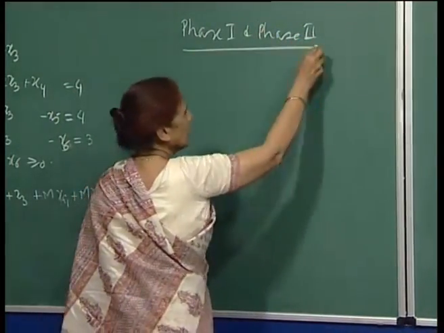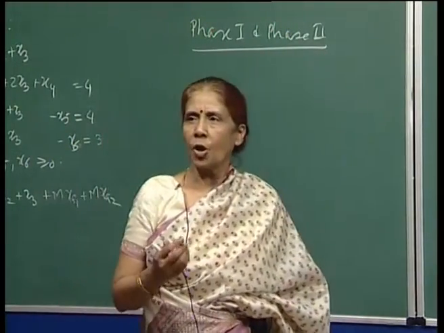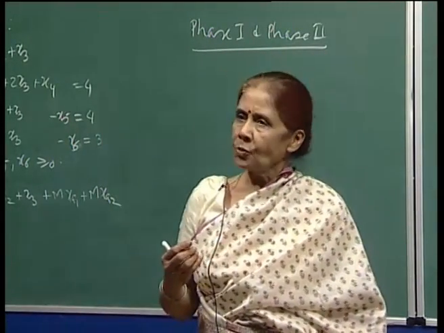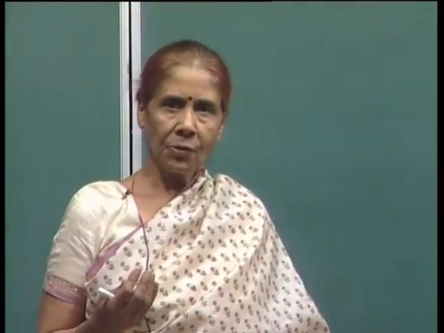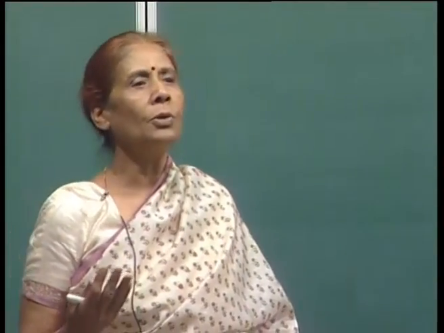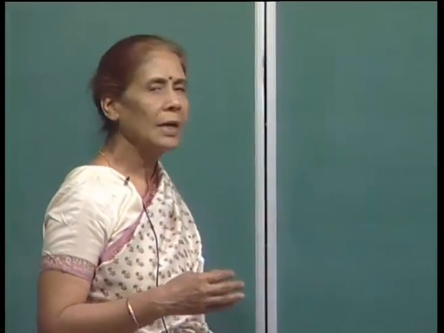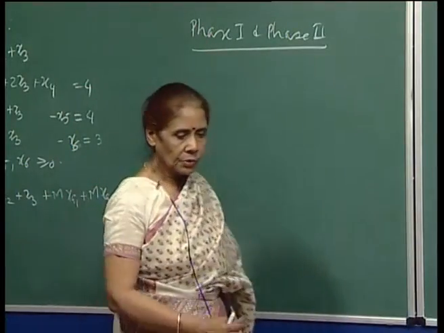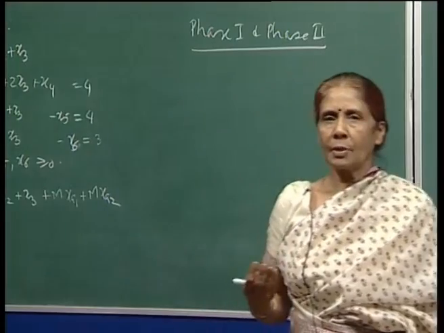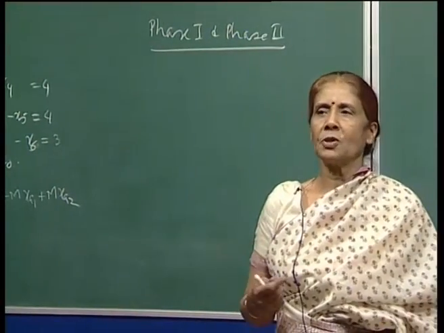Essentially, phase 1 did the job of finding a feasible solution if there was one basic feasible solution, or it told you that there was no basic feasible solution to the system and hence the problem was infeasible. So, once phase 1 was over and you found a basic feasible solution, then we went on to phase 2 to get an optimal linear programming solution, an optimal basic feasible solution.